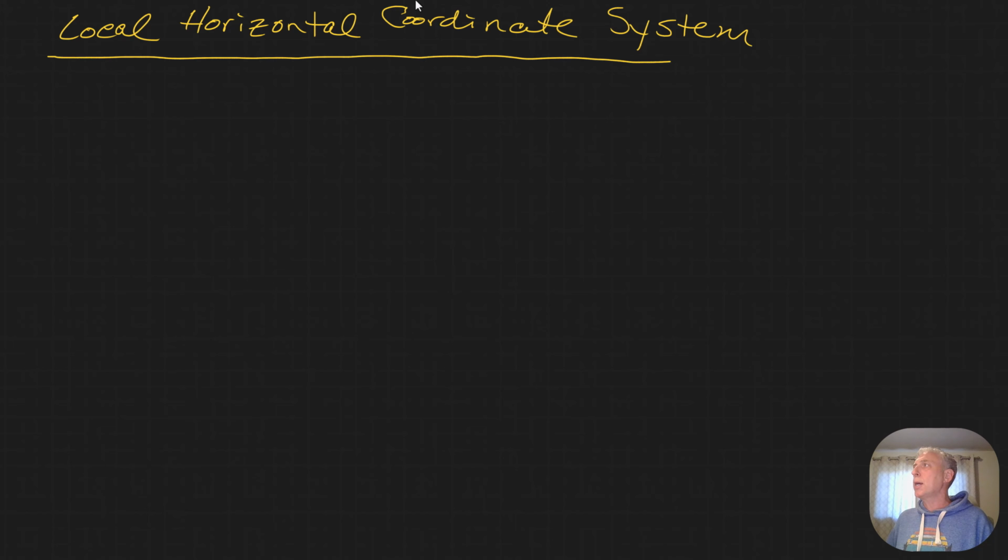You'll see the local horizontal coordinate system referred to as LGH or ENU coordinates. So if you ever see coordinates that are in a northing and an easting and an elevation, those are LGH or ENU, local horizontal coordinate system coordinates.